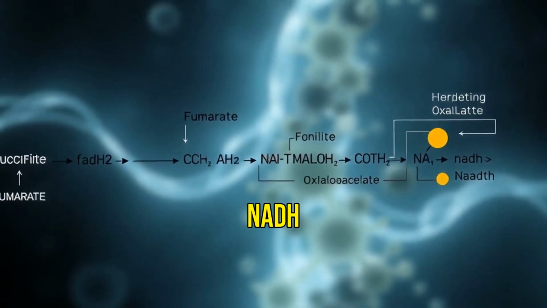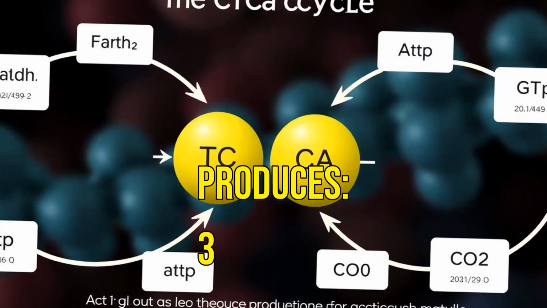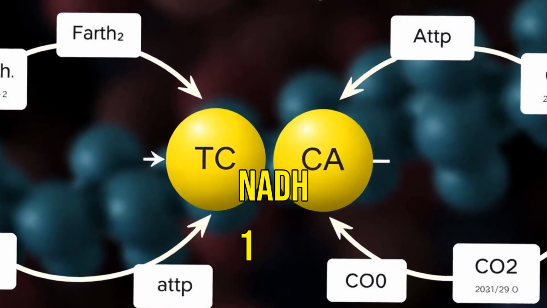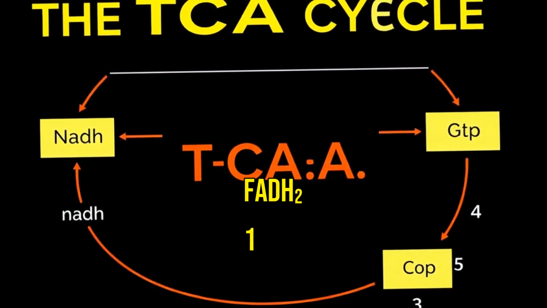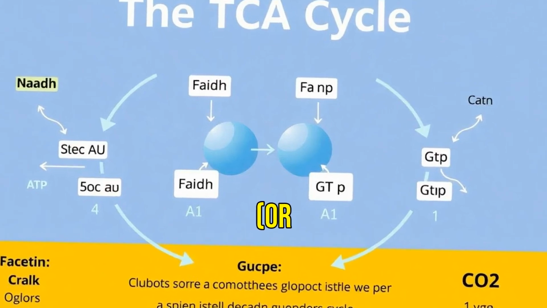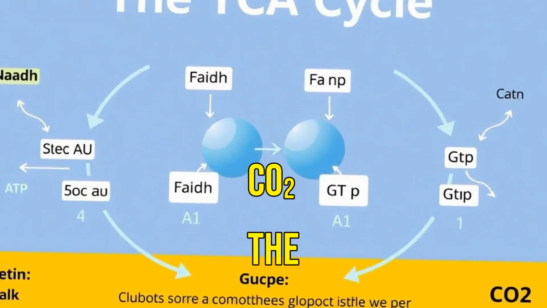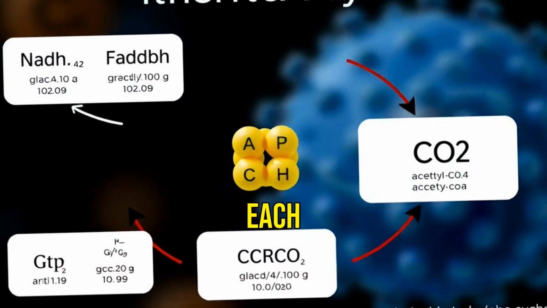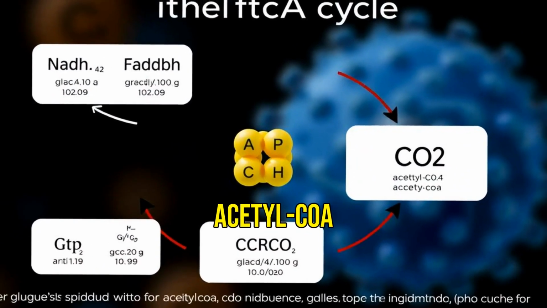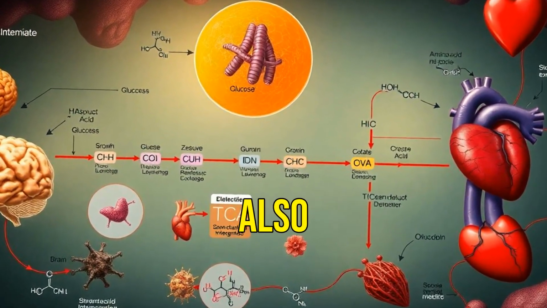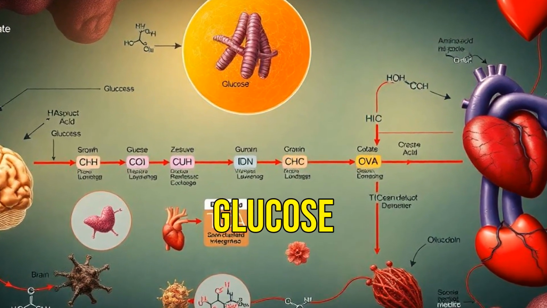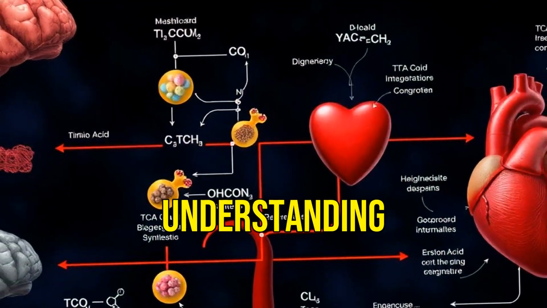more NADH. Each turn of the cycle produces 3 NADH, 1 FADH2, 1 GTP or ATP, and 2 CO2. The cycle runs twice per glucose molecule, as each glucose generates 2 acetyl-CoA. It's not just for energy. TCA intermediates are also used in amino acid, glucose, and lipid synthesis.